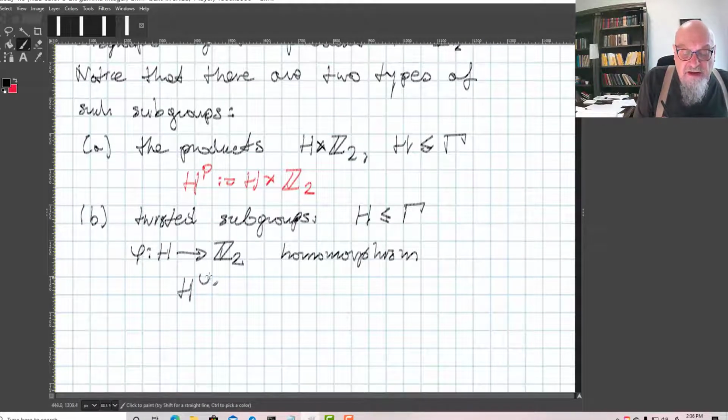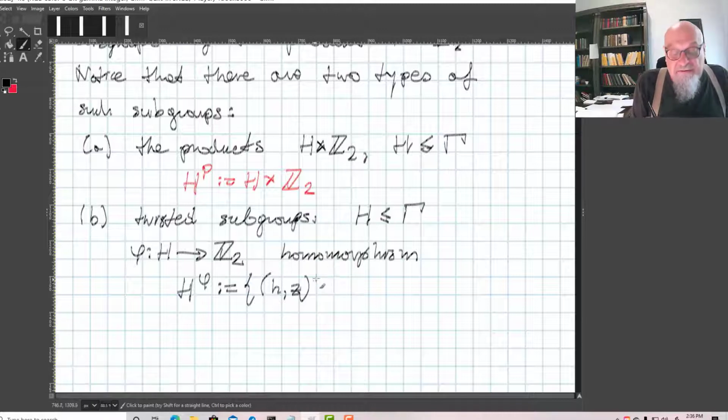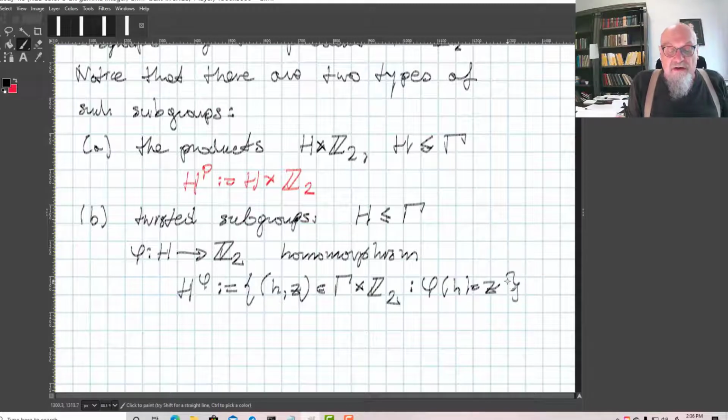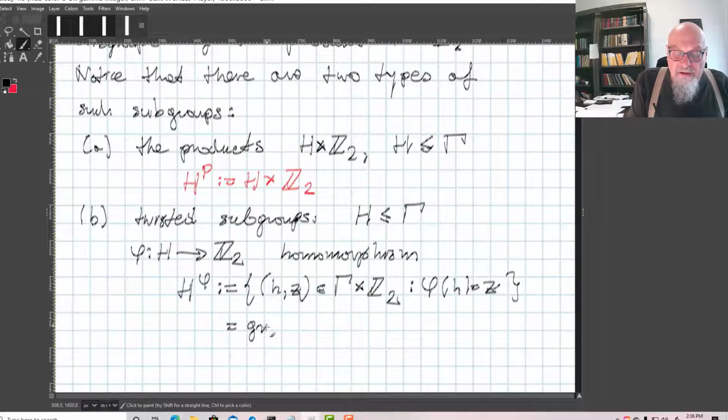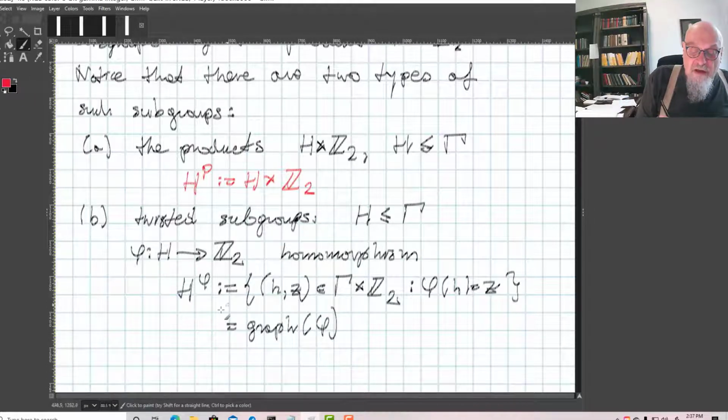So this is H^phi, and this will be the set of all (h, z), here I put z like a complex number, but basically this is plus minus 1, belonging to gamma times Z2, satisfying the property that phi of h is equal to z. So you can clearly see that this group is the graph of the homomorphism phi. We call it twisted. So this is the twisted, and with that one we call the twisted notation.